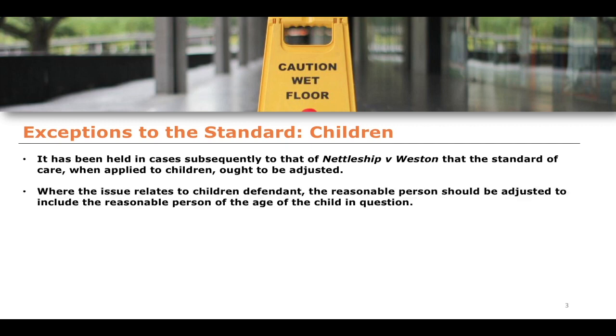Where the issue relates to a child defendant, the conclusion that the courts have come to is that the reasonable person test should be adjusted to that of not just a reasonable person, but the reasonable person of the age of the child in question. So we essentially adjust the standard. If we were thinking, like I said earlier, of a 13-year-old potentially being a defendant in a tort case, the standard is adjusted to that of a reasonable 13-year-old. So what would a reasonable 13-year-old have done in the circumstances?